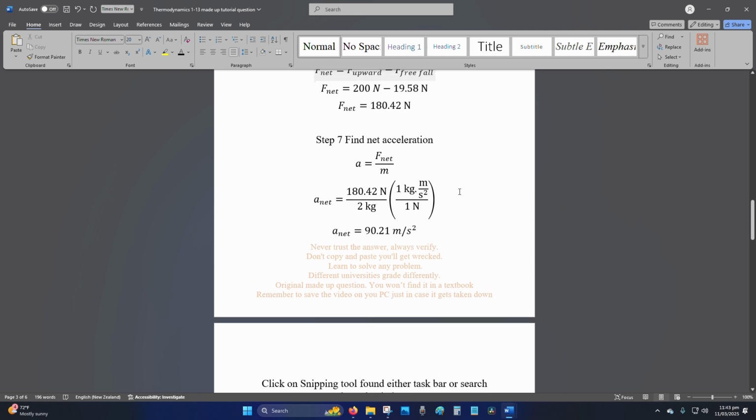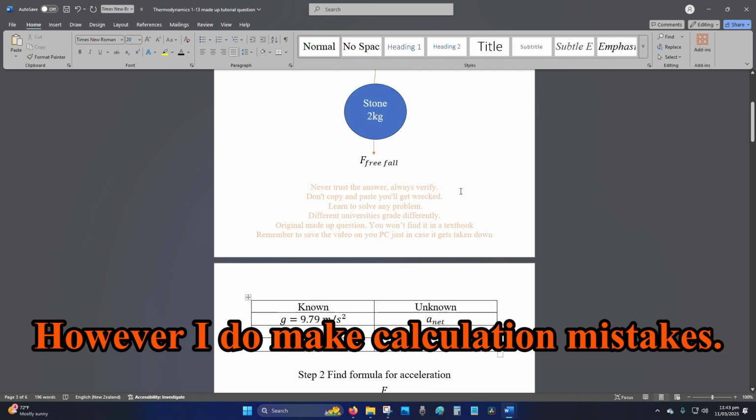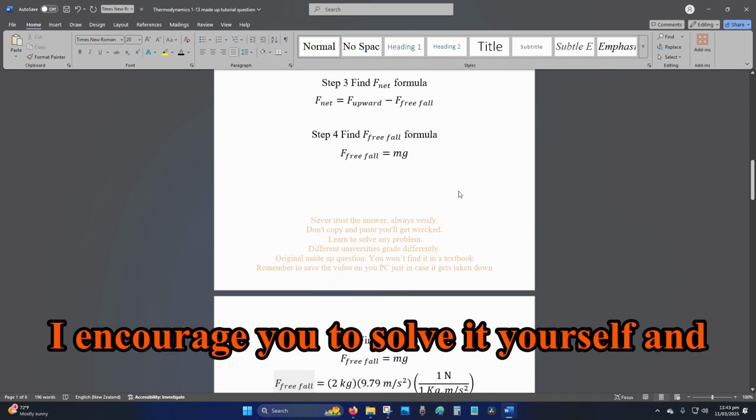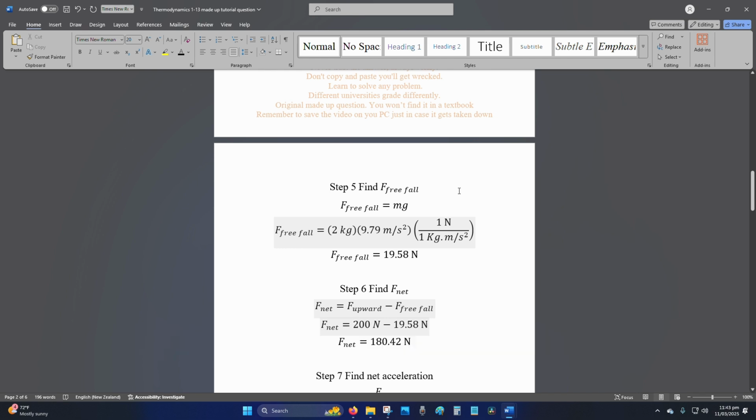Disclaimers, the method is correct, however, I do make calculation mistakes. I encourage you to solve it yourself and see if you get the same answer.